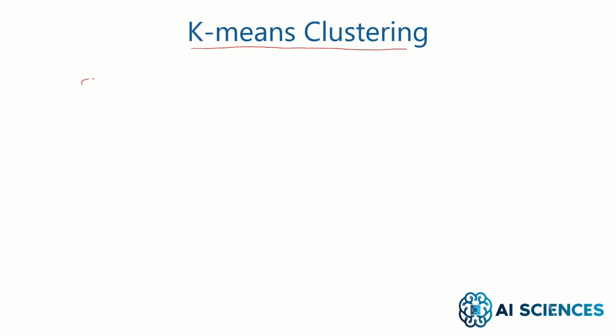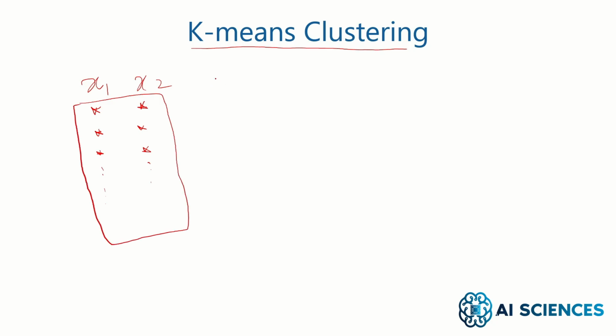So let's say again we have feature x1 and x2, and feature 1 has a lot of values. Feature 2 has a lot of values. And let's say we want to group or cluster this data into maybe 3 different groups. Let's say the value of k is 3. So here k is the number of groups. So how can we group this data into 3 different clusters? How can we group them together?